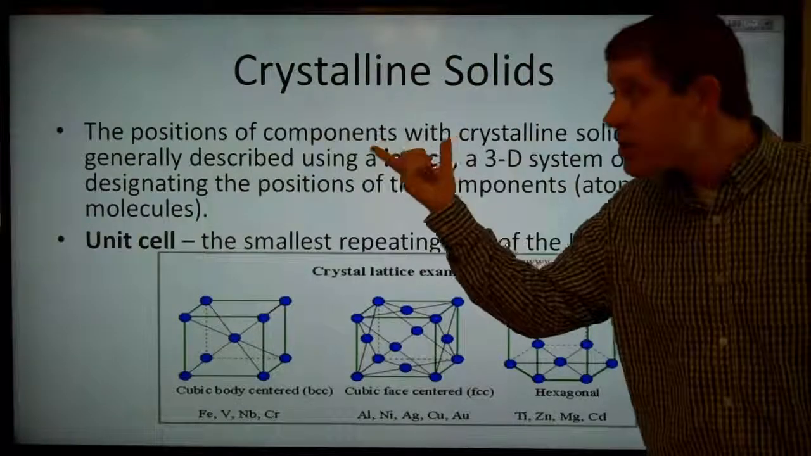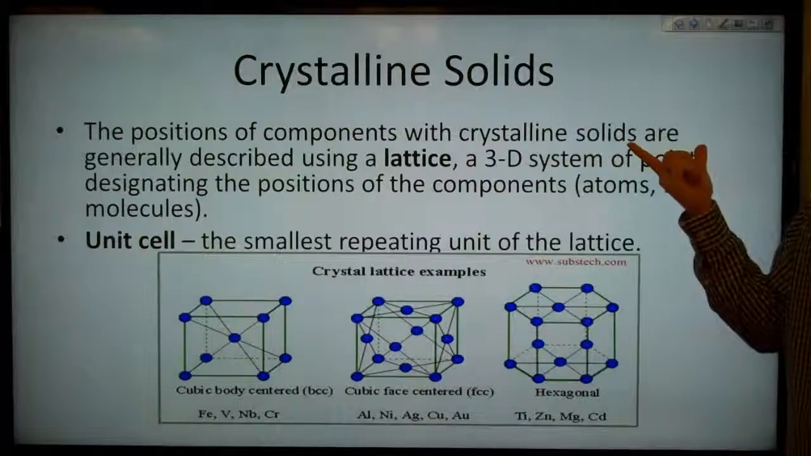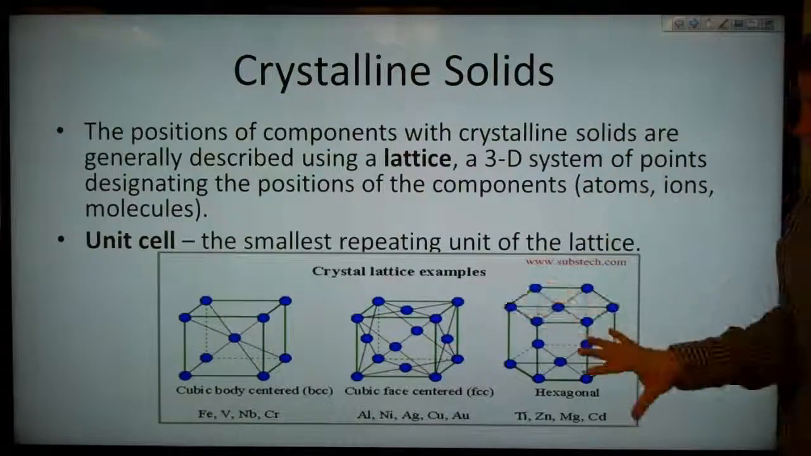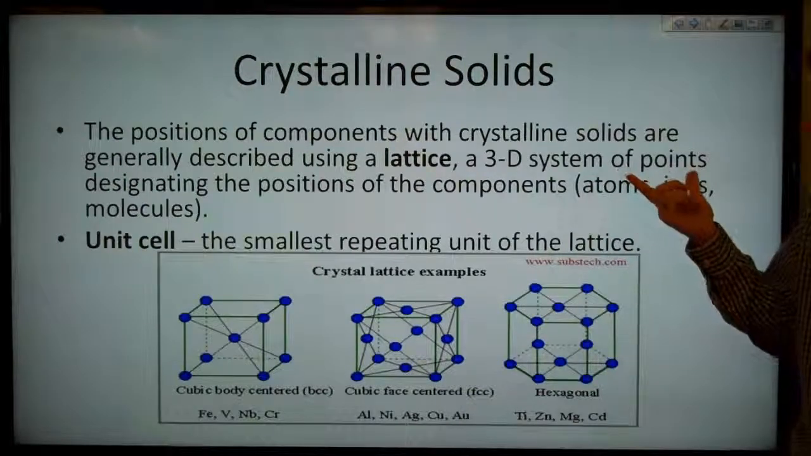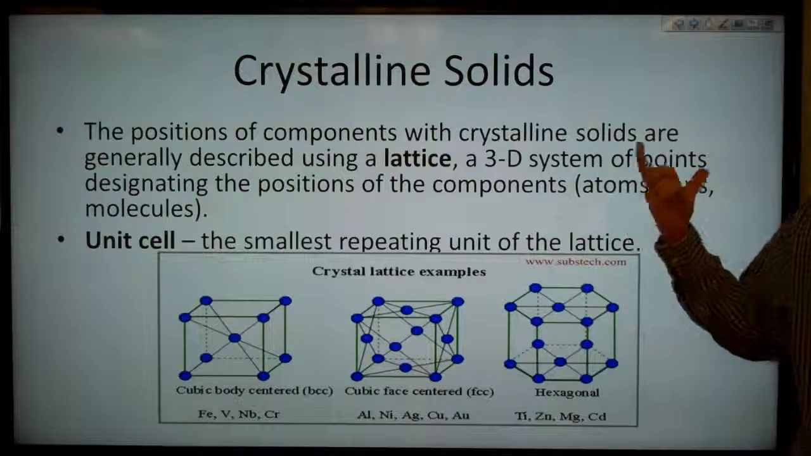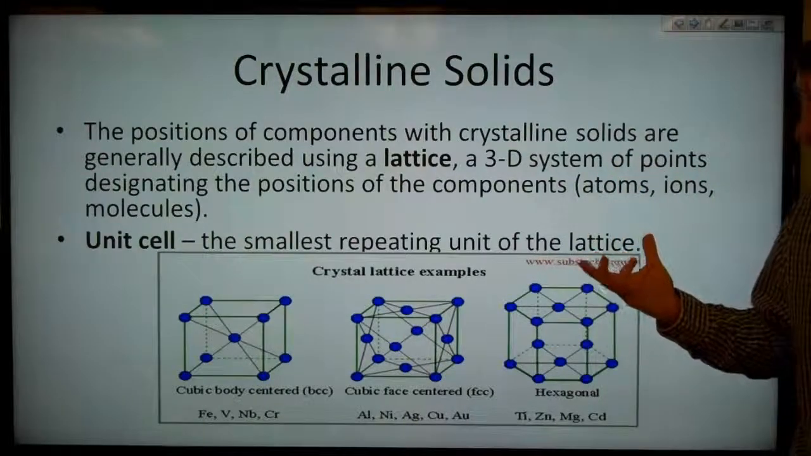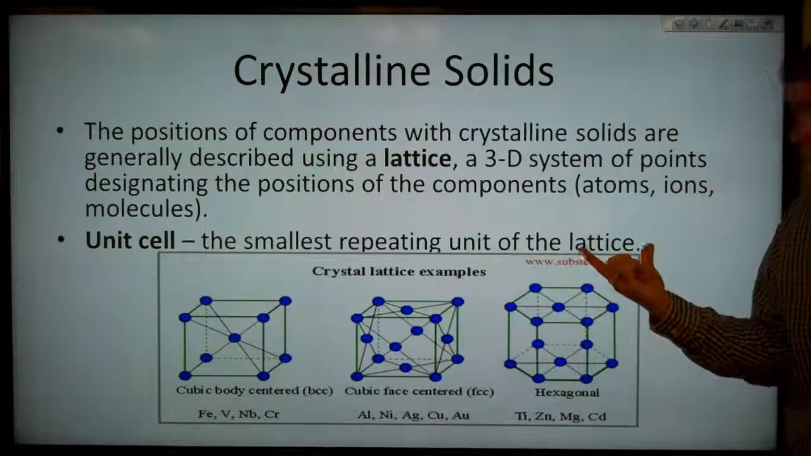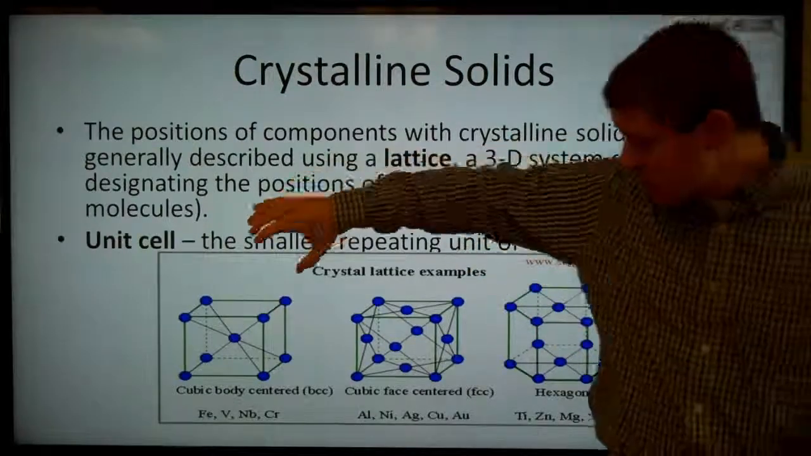So with crystalline solids, the positions of components within the crystalline solids are generally described using a lattice structure, looking something like this. So this is a three-dimensional system of points designating the positions of the components, so atoms, ions, molecules, whatever the solid is made up of. And we have something called a unit cell, which is the smallest repeating unit of the lattice. So we may have a unit cell that looks something like this.